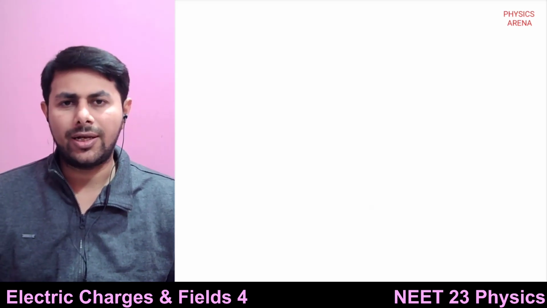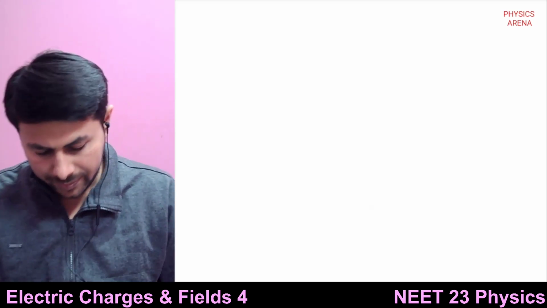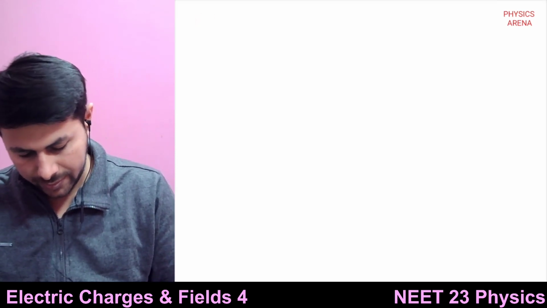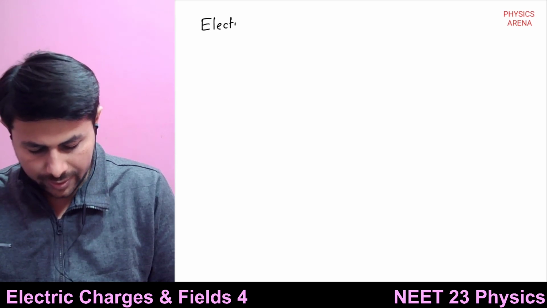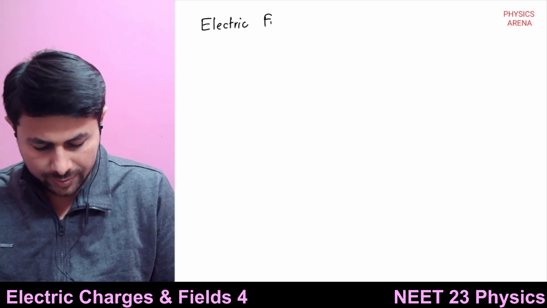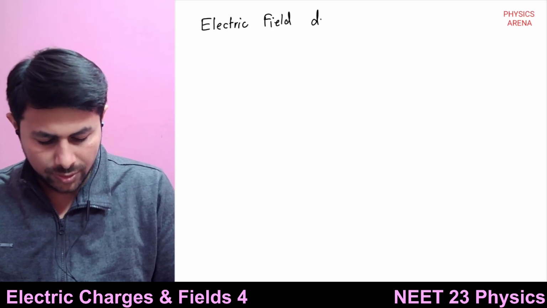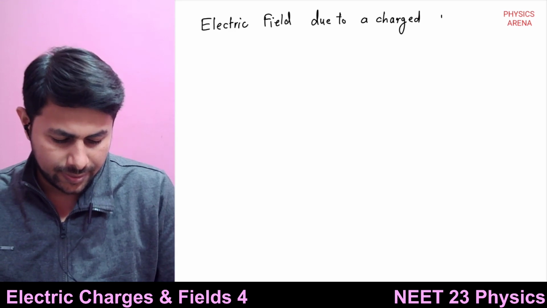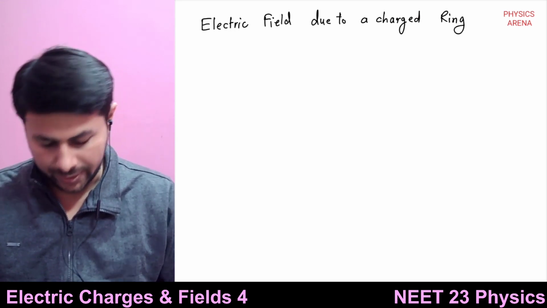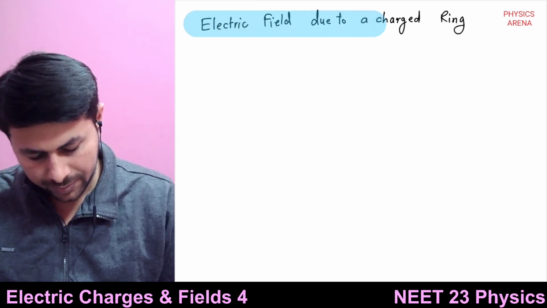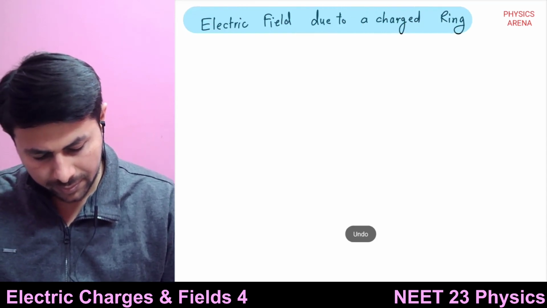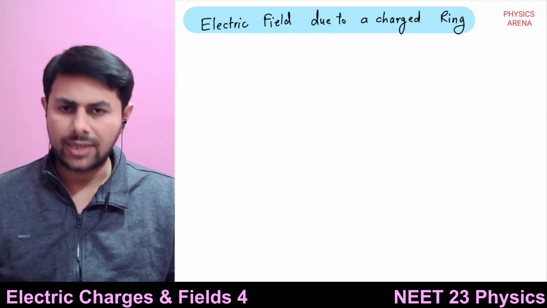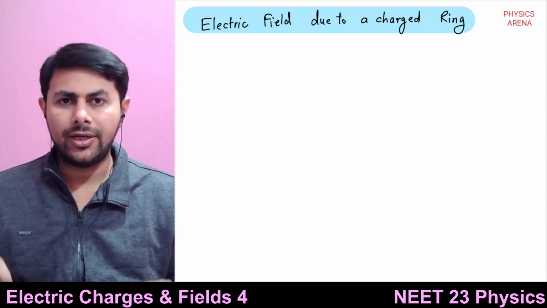Next, we will find out the electric field due to a ring. So let's find out the electric field due to a uniformly charged ring at a point on the axis of the ring.